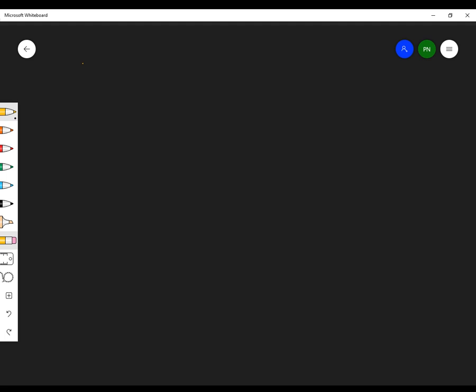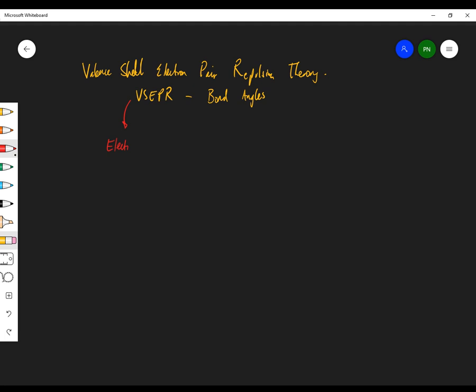So we use the valence shell electron pair repulsion theory. I can't remember what this is called exactly. This is what we use, VSEPR. We use this theory to tell us about bond angles. Basically all it says is electrons repel each other.